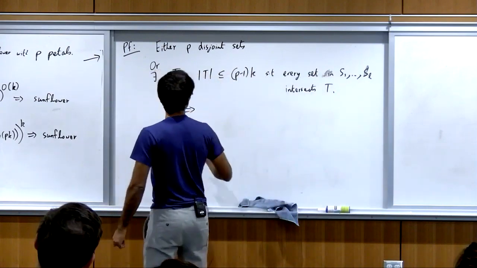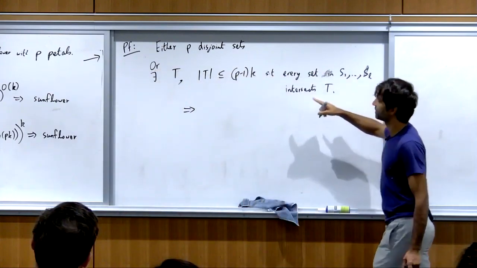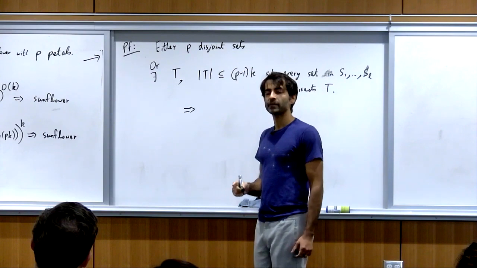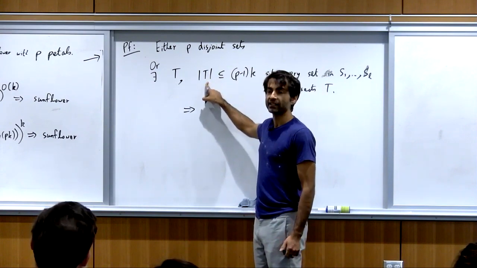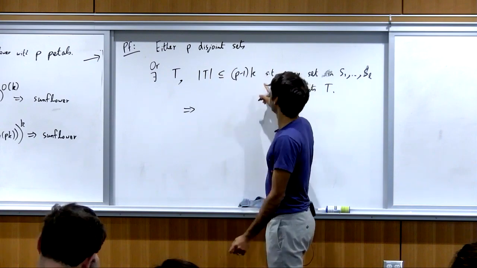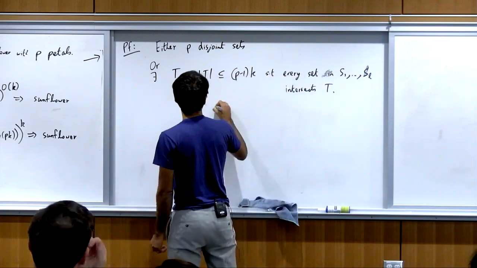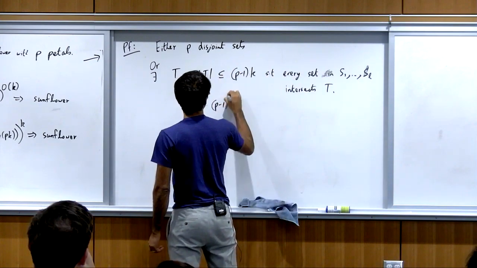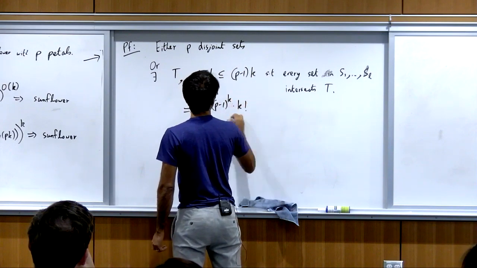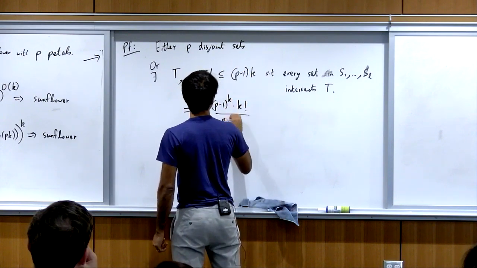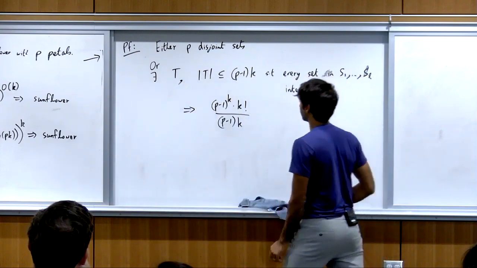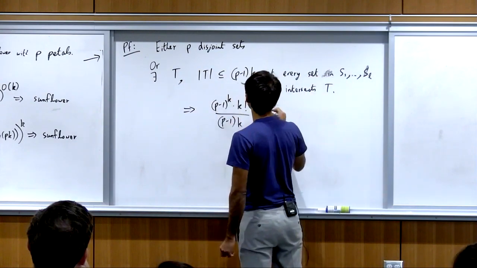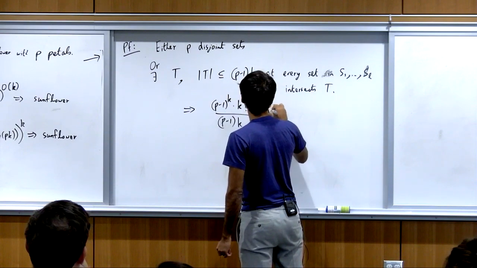But this means if every set in the family intersects this one set, by averaging it means that there's one element of T that is contained in (p minus 1)^k times k factorial divided by (p minus 1)^k sets. So there must be this many sets that share a common element.